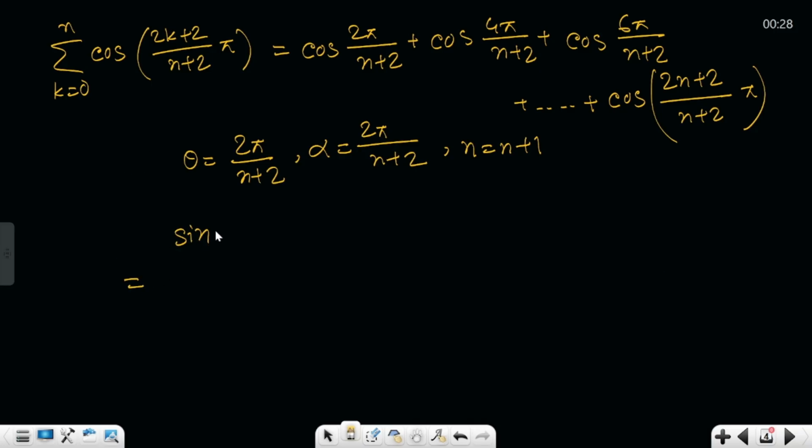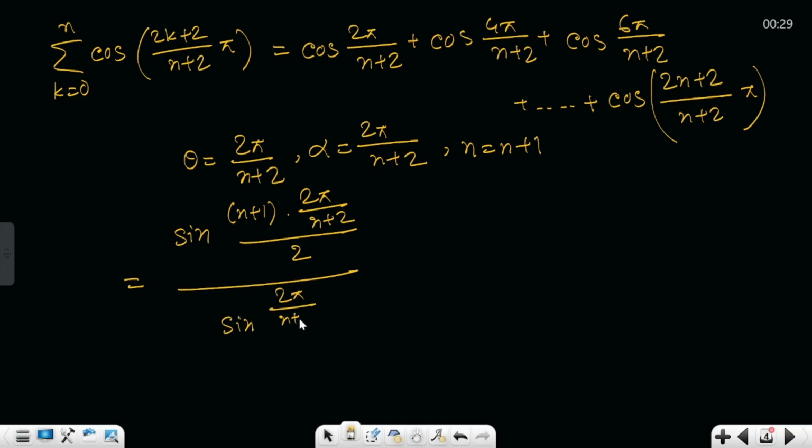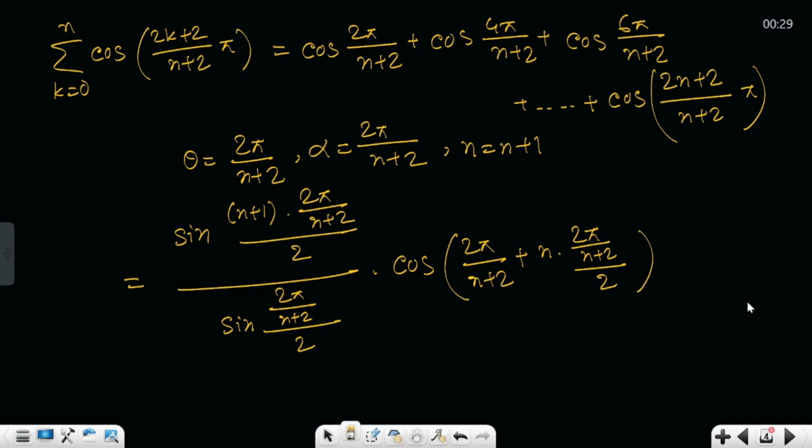So now we will apply that formula for this. So this will be sine n plus 1 into, now alpha is equal to this, so this will be 2 pi upon n plus 2, okay, whole divided by 2, whole divided by sine 2 pi upon n plus 2 whole divided by 2 into cos, now theta is equal to here 2 pi upon n plus 2, right? Plus, now here n is equal to n plus 1. So there was n minus 1 here. So here it will be n into 2 pi upon n plus 2 whole divided by 2, right? So now you can see that 2 and 2 will be cancelled out. These 2 and these 2 will be cancelled out.